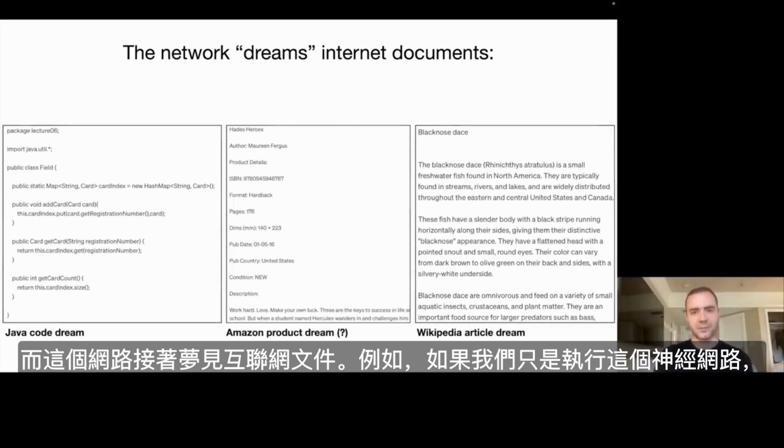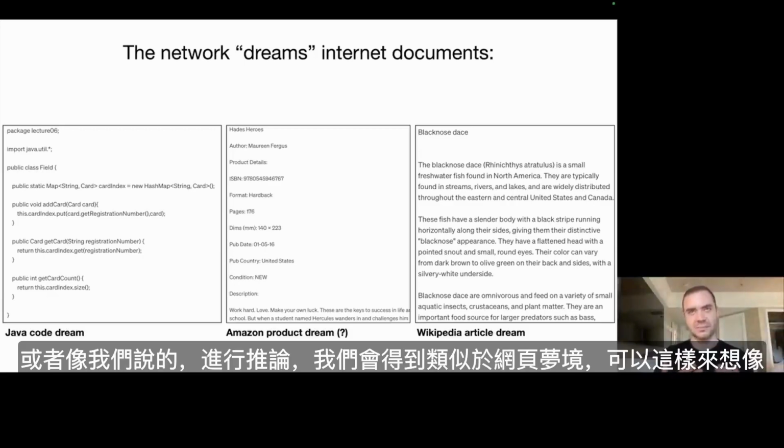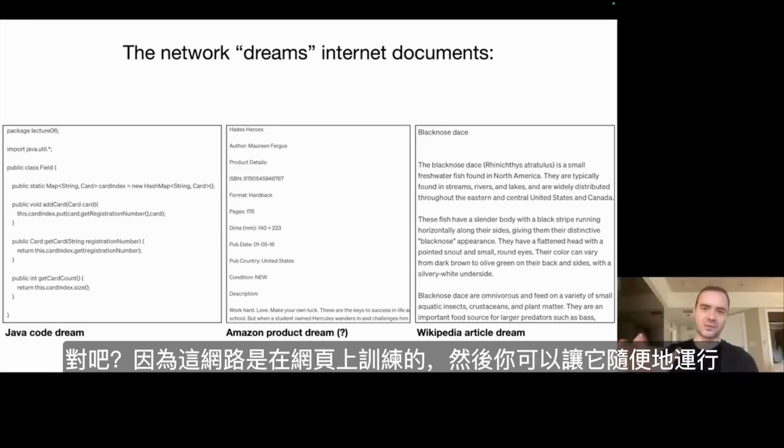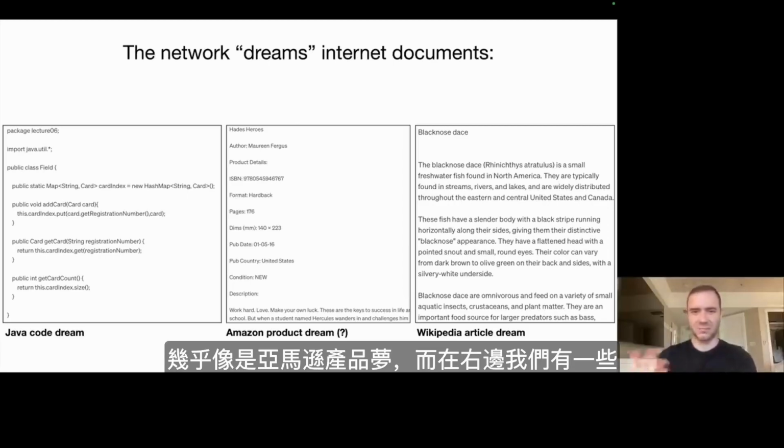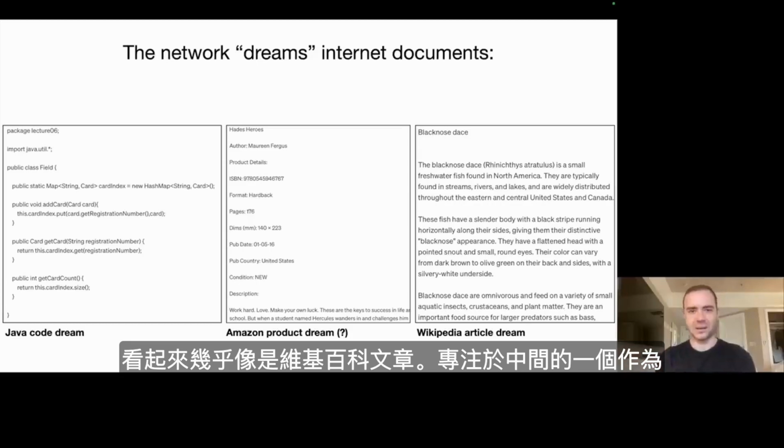So for example, if we just run the neural network, or as we say, perform inference, we would get sort of like web page dreams. You can almost think about it that way, right? Because this network was trained on web pages, and then you can sort of like let it loose. So on the left, we have some kind of a Java code dream, it looks like. In the middle, we have what looks like almost like an Amazon product dream. And on the right, we have something that almost looks like a Wikipedia article.